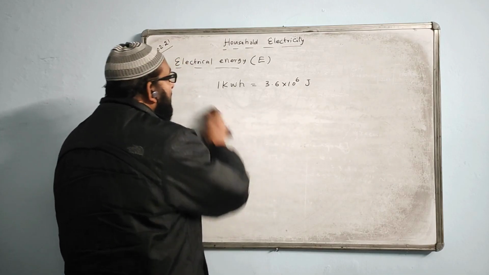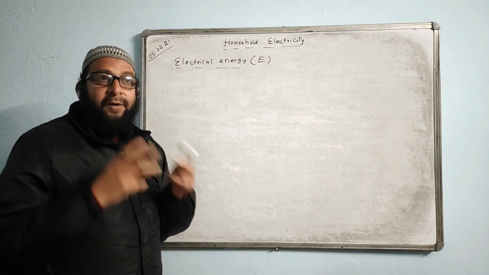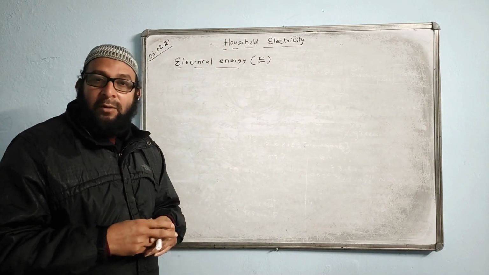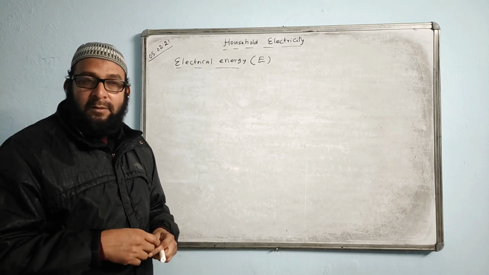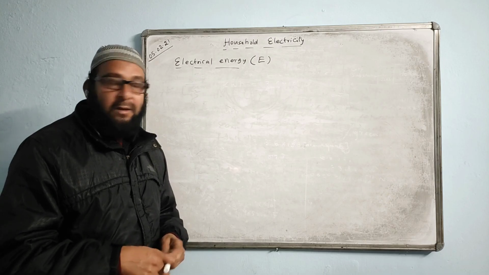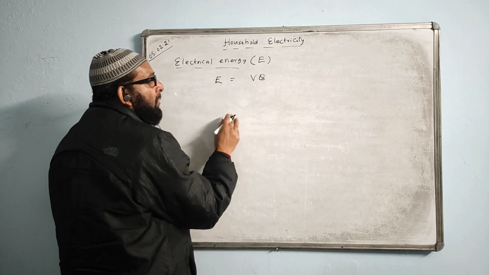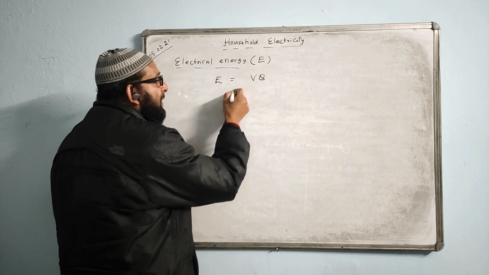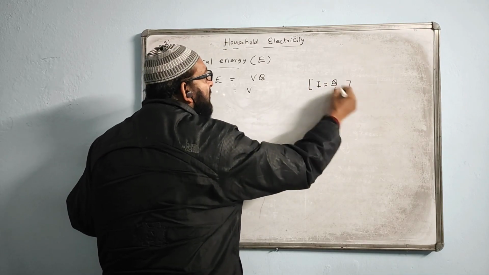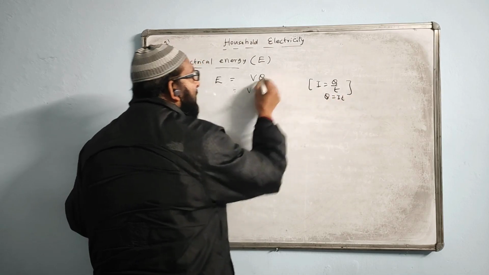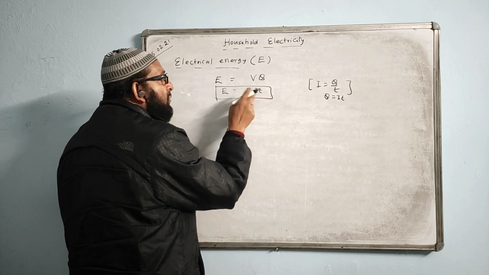Now, what is the formula of electrical energy? How do we measure it? Electrical energy is measured by the amount of work done, because with energy we do work. It is the amount of work done to move a charge between 2 points through a voltage V in an electric circuit. The electrical energy formula is V into Q, or Q into V. Keep V as it is, and we know the formula of current: current is equal to Q by T. Therefore, Q will become I into T. So the electrical energy formula is VIT, voltage into current into time.